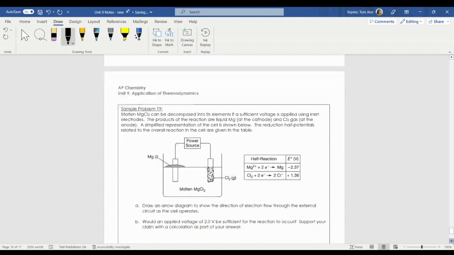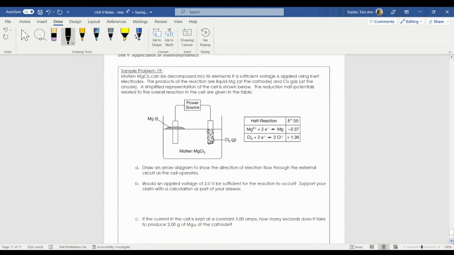So molten magnesium chloride can be decomposed into its elements if sufficient voltage is applied. So sufficient voltage must be applied in this case. This is telling me something pretty important. This must mean that my voltage must be negative because this is an electrolytic cell. When you're reading this, you got to keep track of the words because some of the words are very important. Using inert electrodes doesn't really mean much for us. That just means that the electrodes are not actually reacting.